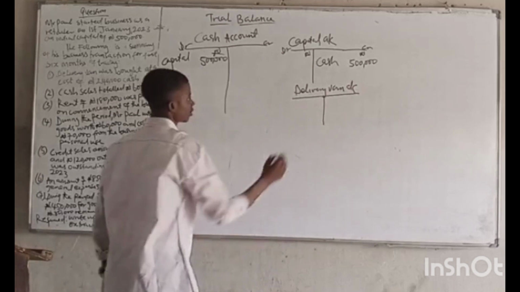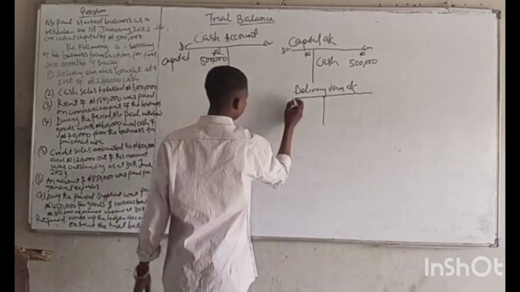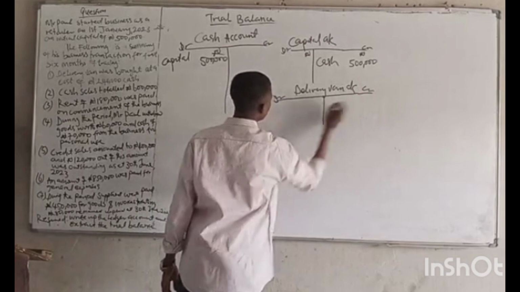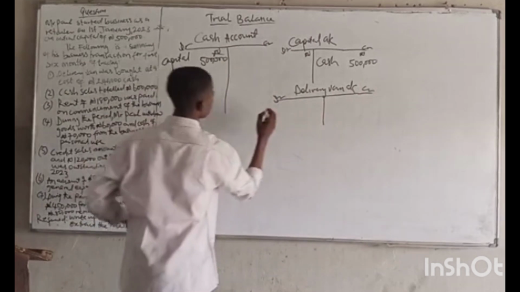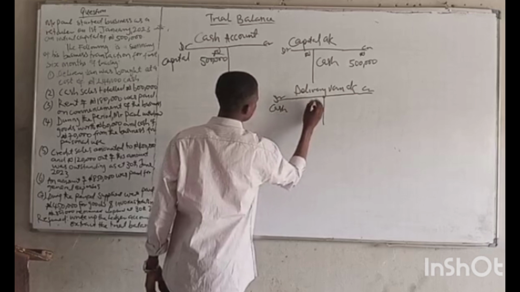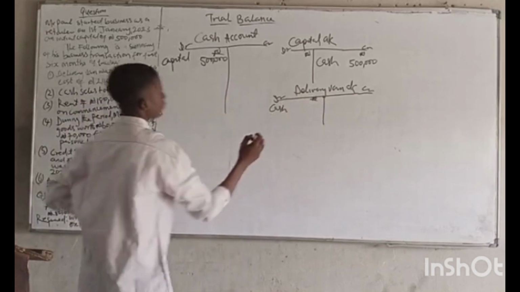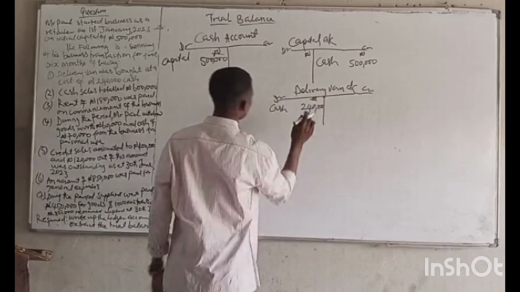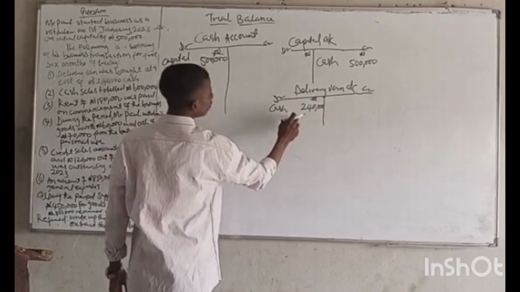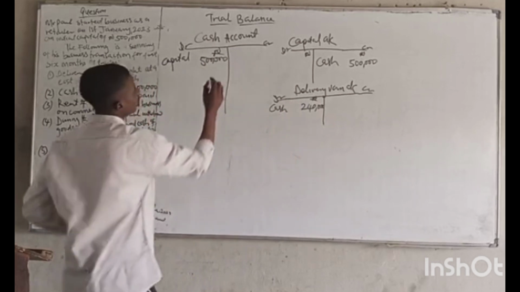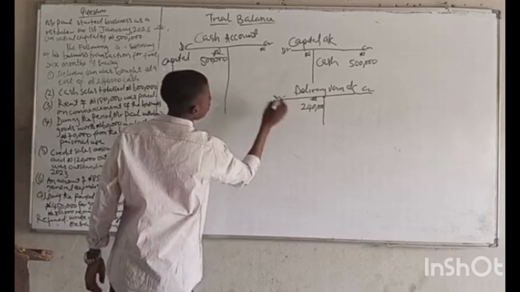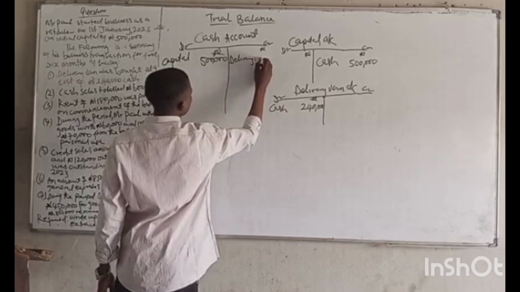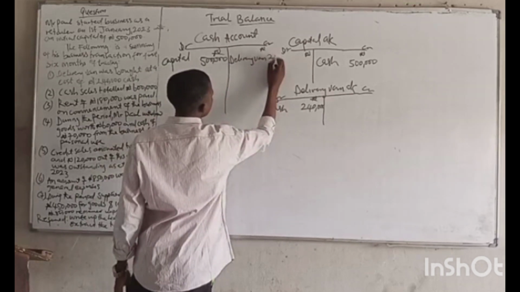Open delivery van account. Of course, an asset always has a debit balance. So we now say cash. The amount is 240,000 naira. And then when you come over to the cash account, because it's already debited here, you come and credit it here. You now say delivery van, 240,000.